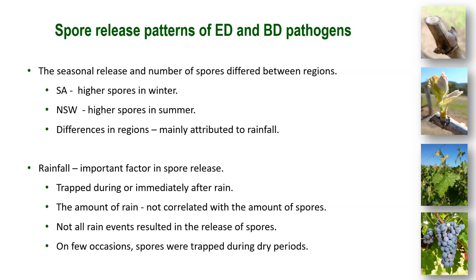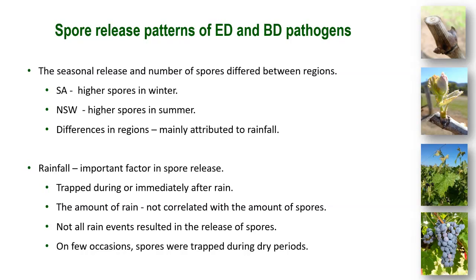Now, these differences between regions were mainly attributed to rainfall. We found that rain is a very important factor in the spore release, wherein we were able to trap spores during or immediately after the rain. And what we found interesting is that the amount of rain was not correlated with the amount of spores. So whether you get 1 mil of rain or 100 mils of rain, we were able to detect these spores.